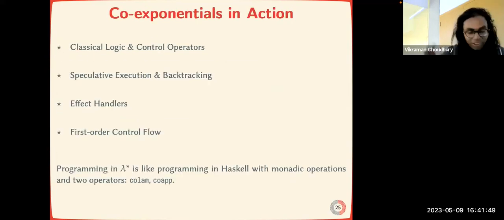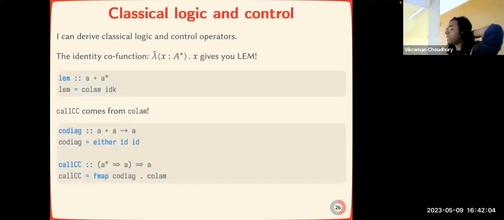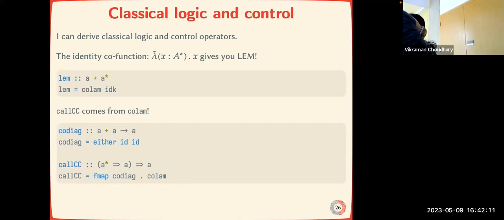So you can do lots of things. You can either do this on paper or you can implement it in Haskell and use the continuation monad with two operators, colam and coap. So I'll show you these things by writing programs in Haskell. First, continuation gives you classical logic, which is the law of excluded middle, but excluded middle is just a special case of this colam operator. So lambda bar x dot x is literally a plus a star. So colam applied to identity gives you excluded middle.